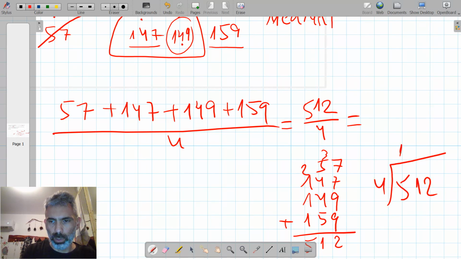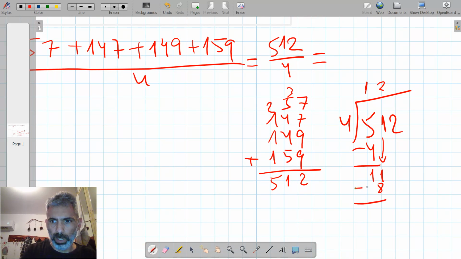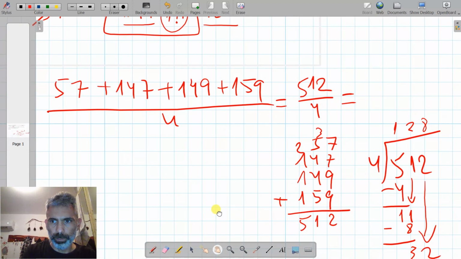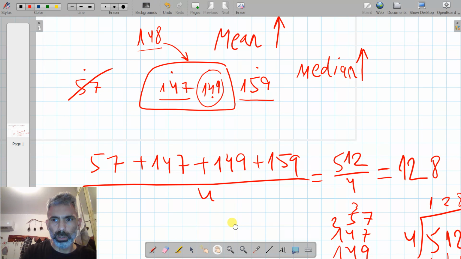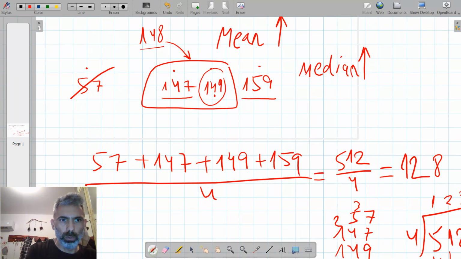4 goes into 5 one time. 1 times 4 is 4. 5 minus 4 is 1. Bring down the 1, we have 11. 4 goes into 11 2 times. 2 times 4 is 8. We have a remainder of 3. And we bring down the 2, and 4 goes into 32 exactly 8 times with no remainder. So the mean is 128, if we take into consideration the 57, the mass of the fourth kitten.